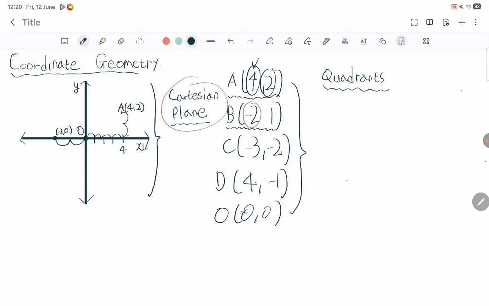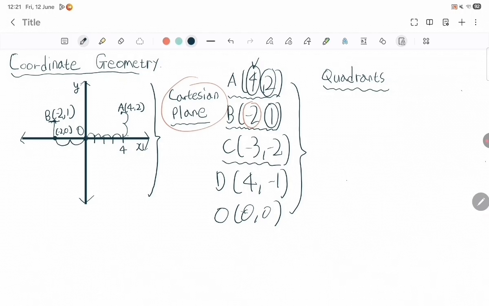Now, we are not done yet. We still have the y value, which is 1. So that basically means we have 1 step up on this side. Yeah, I think this is fine. So here we have B (-2, 1). Yep. And the next one is C (-3, -2).